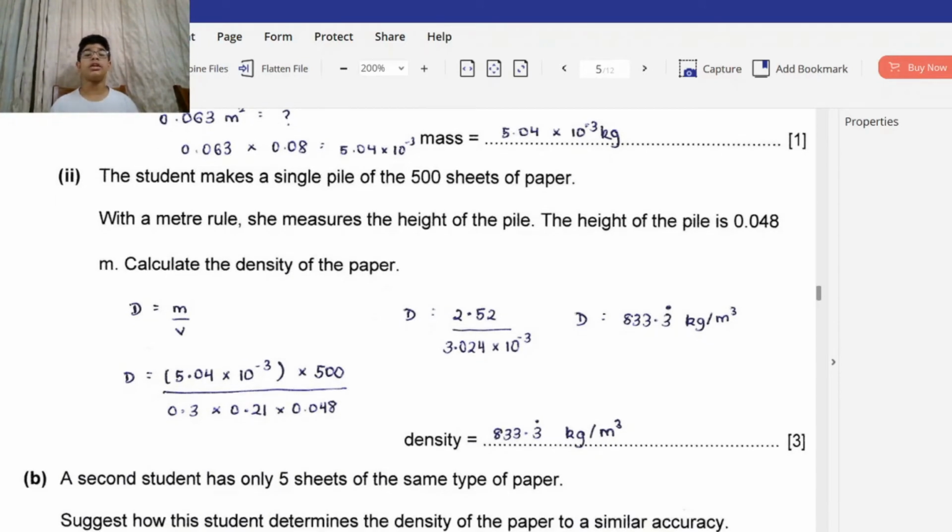The student makes a single pile of the 500 sheets of paper. With a meter rule, she measures the height of the pile. The height of the pile is 0.048 meters. Calculate the density of the paper.